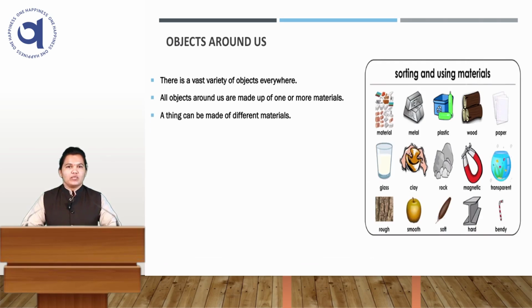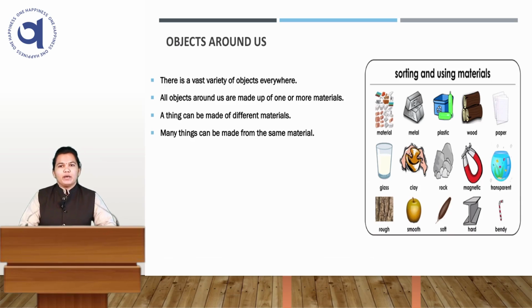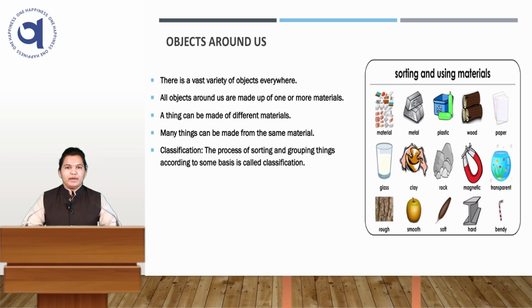All objects around us are made up of one or more materials. A thing can be made of different materials. For example, wood is made up of only one material. Another example we can see is toys. Toys are made up of plastic as well as wood, so they are made up of different materials. Many things can be made from the same material.